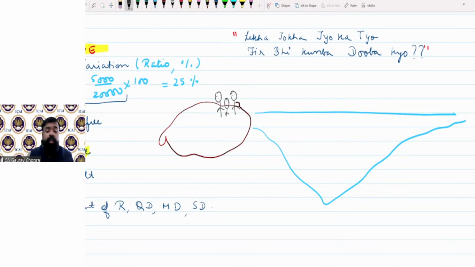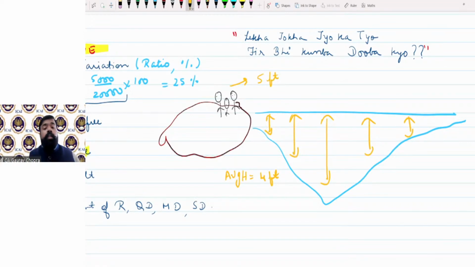So what they had done, they had calculated the height of river at different points. Like इस point पे height कितनी है, then at this point, so at different points, they calculated the height of the river and then found the average height. The average height was, let's say, 4 feet. And the height of all these persons was more than 5 feet. But the average height of river was 4 feet.